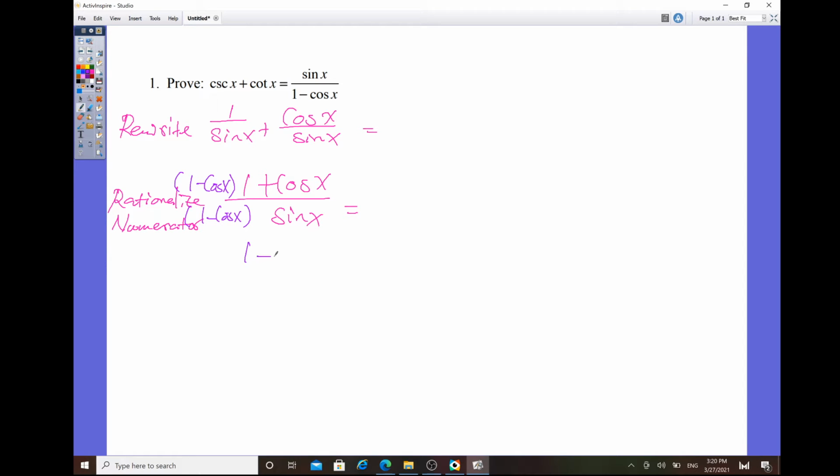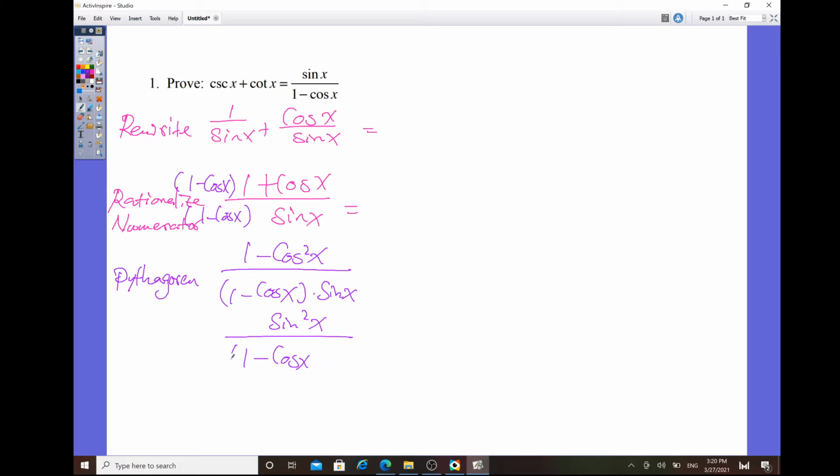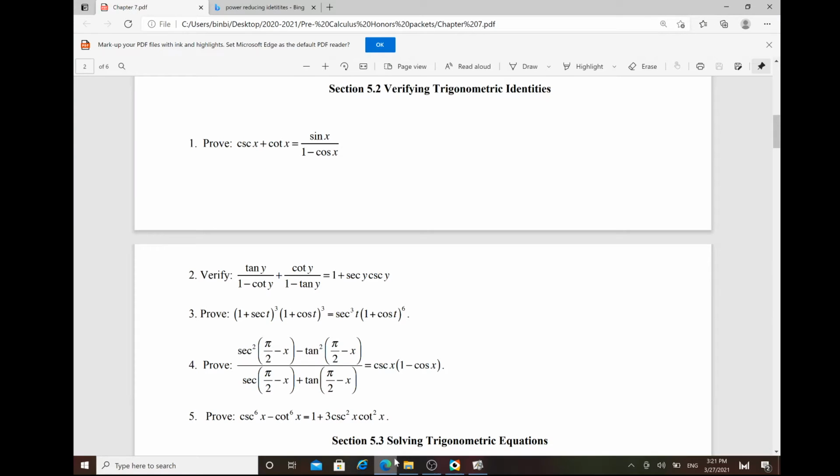And then you'll end up with 1 minus cosine square of x over 1 minus cosine of x, the factor, times sine of x. So one thing that we notice, by using the Pythagorean identity, this one is considered sine square of x. So once you reduce it, this one is considered sine of x over the quantity of 1 minus cosine of x. And then it's ditto. Okay, like that.